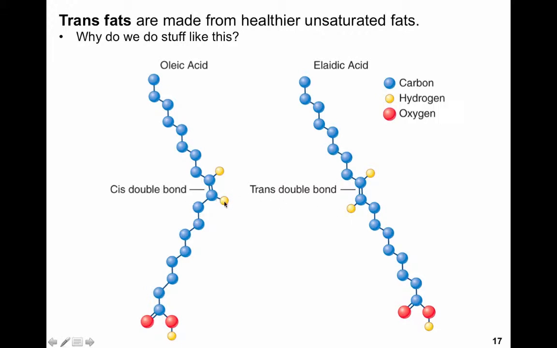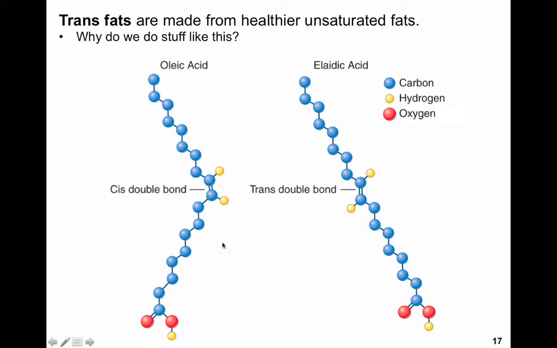The cis double bond has the two hydrogen atoms on the same side of the molecule, and this is the sort of naturally occurring kind of double bond we see in fatty acids. It causes the fatty acid chain to have a kink, a bit of a hairpin turn there. And that's what will give these types of fatty acids, the unsaturated versions, their lower melting points and their more healthy characteristics.